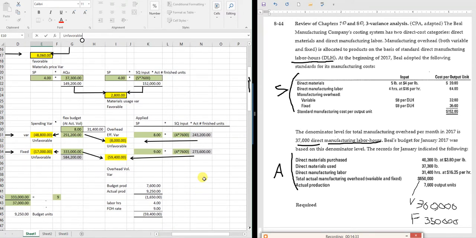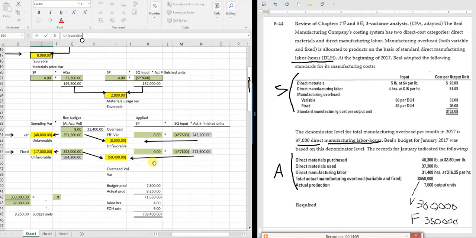My application was for variable 243,200 and I should have spent 251,200. This mainly has to do with the labor hours. I should have taken this many, 7,600 times 4, and I actually took 31,400, so I took more than I should have, 8,000 unfavorable.